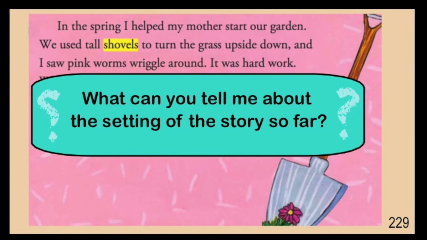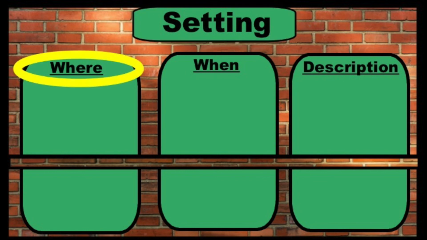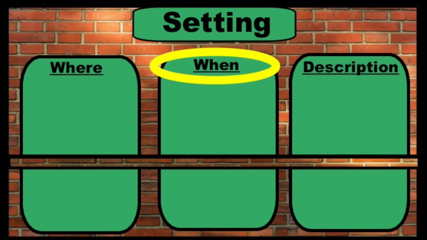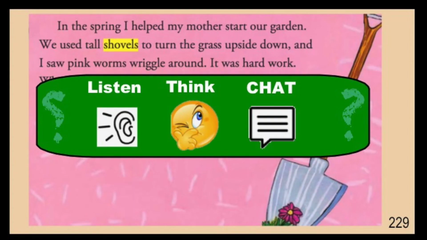What can you tell me about the setting of the story so far? Remember, the setting is where the story is taking place. It's also when the story is taking place. And there can also be a description, like it's hot or cold or dark or spooky. As you listen to this page again, I want you to think about the setting, and whatever you come up with, write it in the chat.